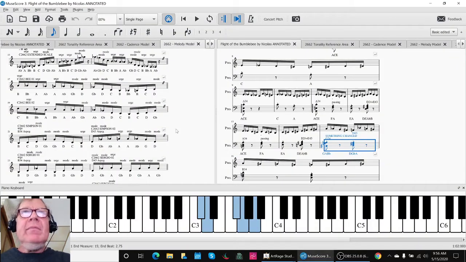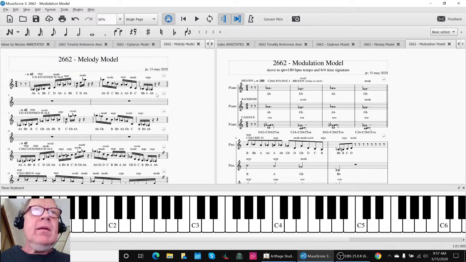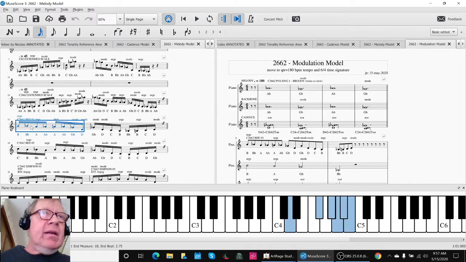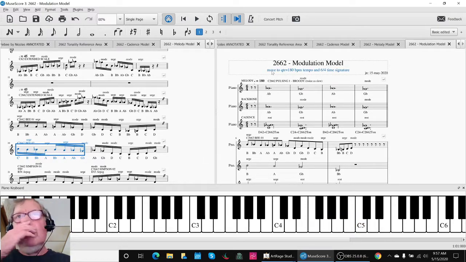Having confirmed that, we then flipped over and said, well, let's have a modulation model. We were going to do that because it'd be very easy to take all of our melodies. Remember, we had the melody model from the other day, and these were our B themes. And then we had a B2, and we went ahead and moved them over into this new home base of 180 beats per minute and 6-word time signature.